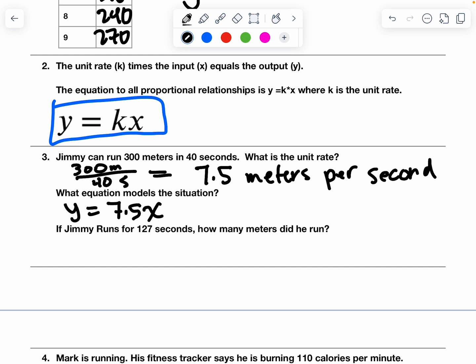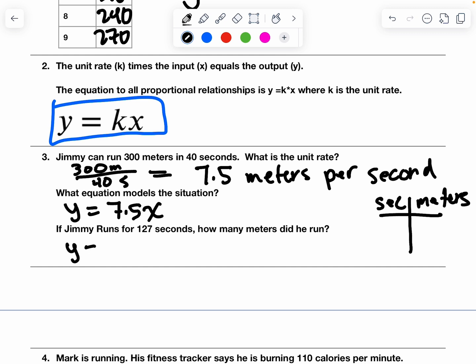And you might be saying, why do I need this? Well, this is super helpful when answering the following question. Jimmy runs for 127 seconds. How many meters did he run? I don't know. That doesn't play nicely with 40 seconds. I can't just multiply it by 2 or multiply it by 3. But seconds is X. Because if we have an XY chart here, we would have seconds there and meters here. Whenever we have time, it is always X. So seconds will go in for X.